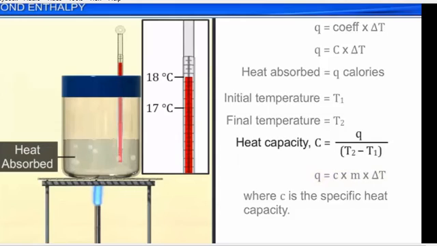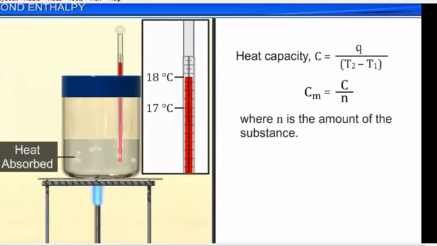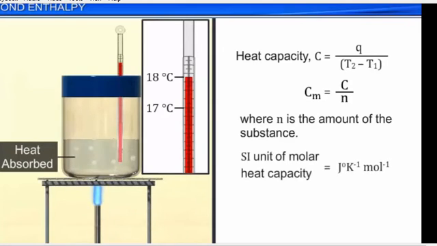The molar heat capacity of a substance is defined as the quantity of heat needed to raise the temperature of 1 mole of substance through 1 degree Celsius or 1 Kelvin. The SI unit of molar heat capacity is joule per degree Kelvin per mole. The molar heat capacity Cm equals heat capacity C divided by n, where n is the amount of the substance.